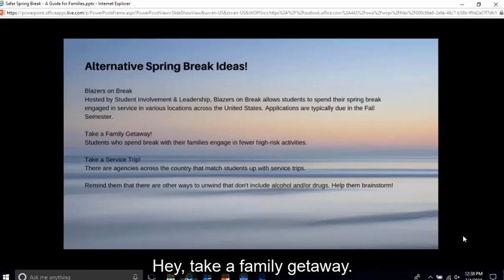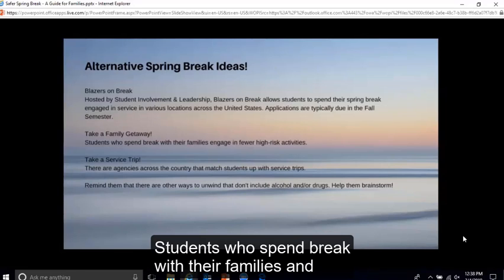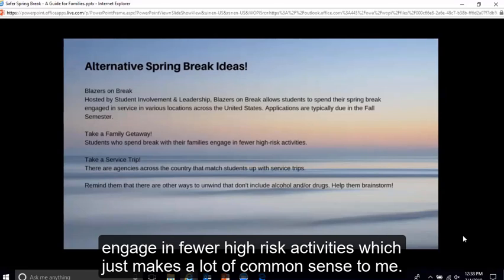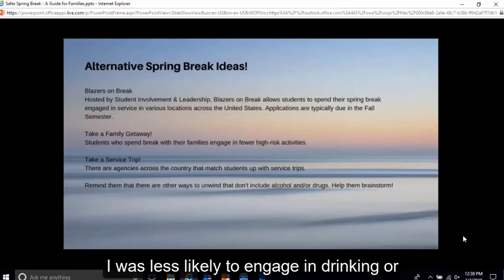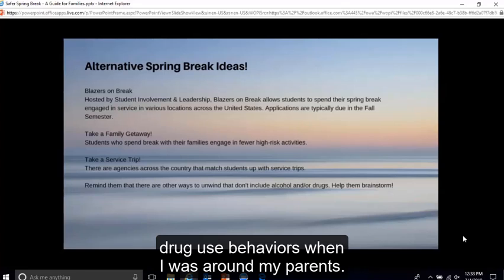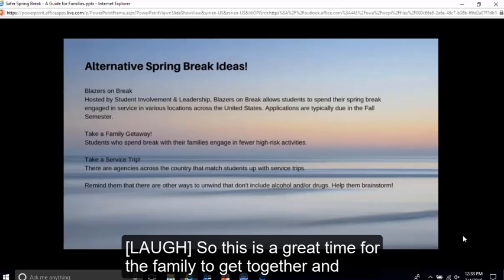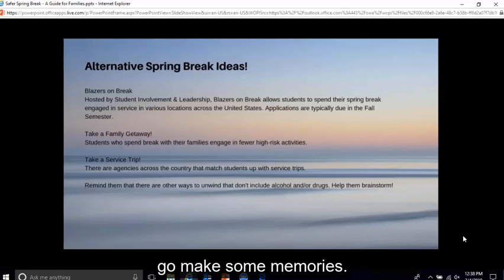Hey, take a family getaway. Students who spend break with their families engage in fewer high-risk activities, which just makes a lot of common sense to me. I was less likely to engage in drinking or drug use behaviors when I was around my parents. So this is a great time for the family to get together and go make some memories.